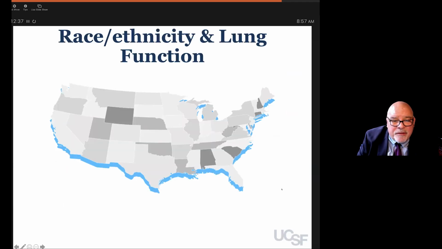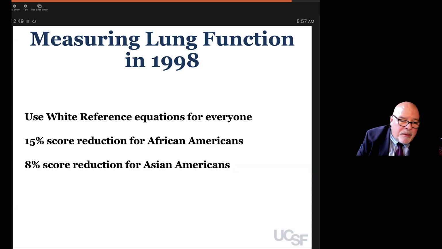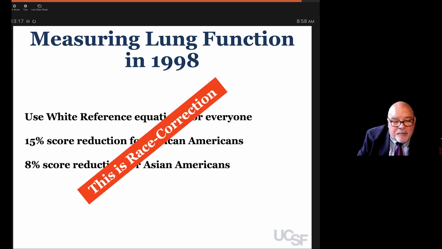But what do we do in a diverse country like America, in which over 50% of children are minorities? Over 36% of the population are African or Latino. Well, when I arrived at UCSF in 1998, we used a white reference equation for everybody, just like the people who I'm debating here today are arguing for. And instead of having an African-American reference equation, we just took the white equation and racially adjusted it by 15% lower for Blacks, 8% lower for Asians. Now, this is what we call race correction.